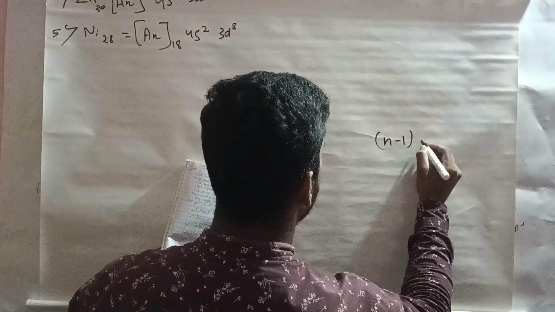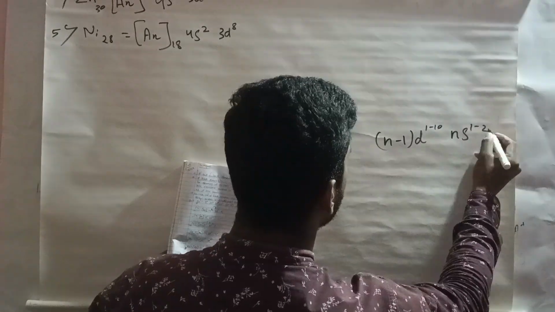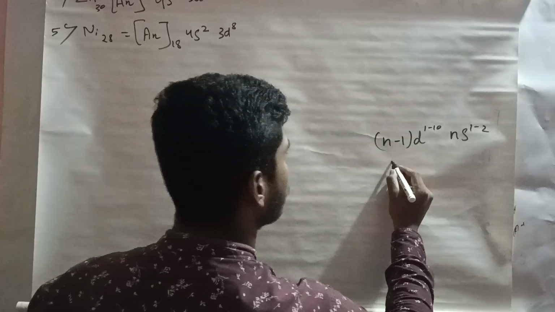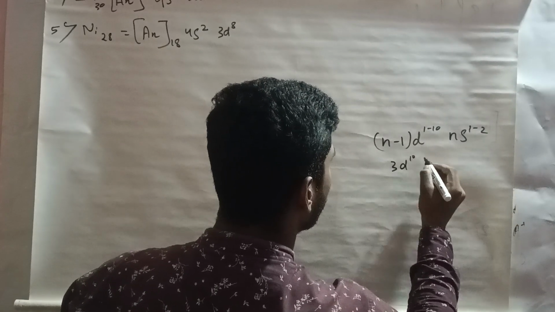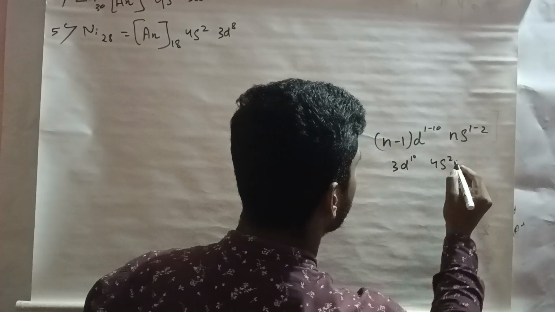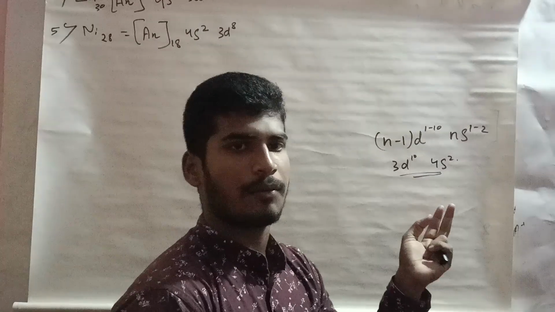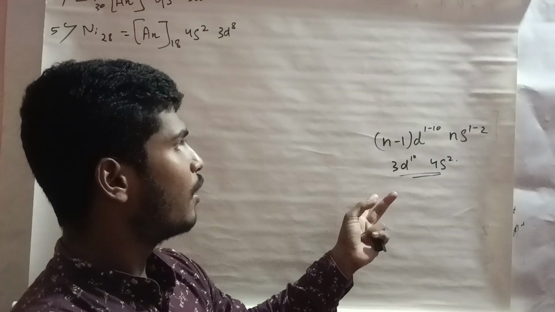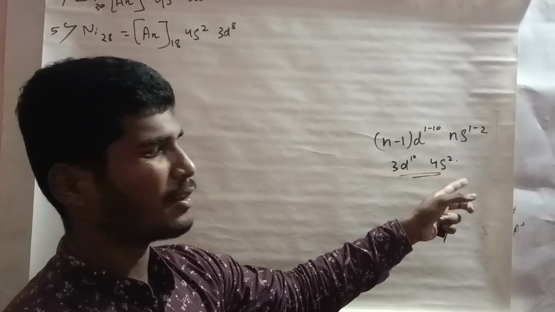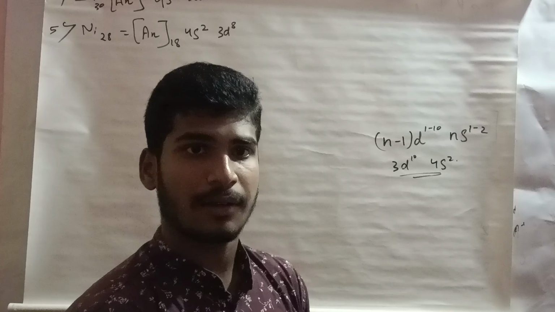(n minus 1) d 1 to 10, ns 1 to 2. It means, let's say, this is 3d10 and 4s2. This type of structure. You can write it in this form, it's not a problem. But in the stable case, practically it is not always in this form.